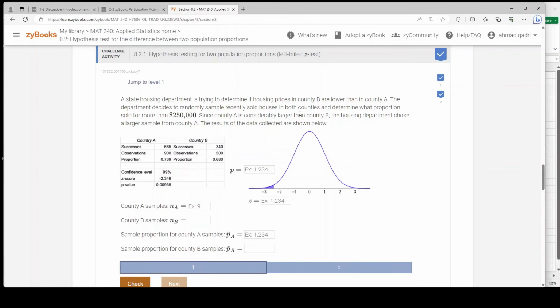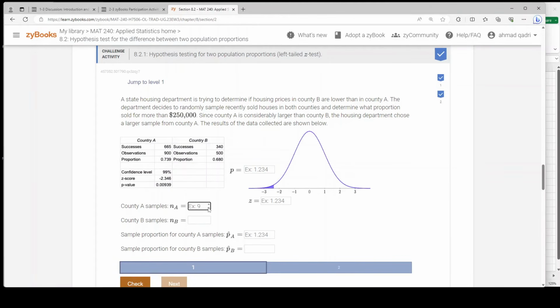So the proportion is defined as the number of houses sold over $250,000 divided by the total number that was sold. And of course, this would be sample based. Since County A is considered larger than County B, the housing department chose a large sample for County A. So we can see that County A has 900 observations, County B has 500 observations. The results are shown here, and we have to answer these questions.